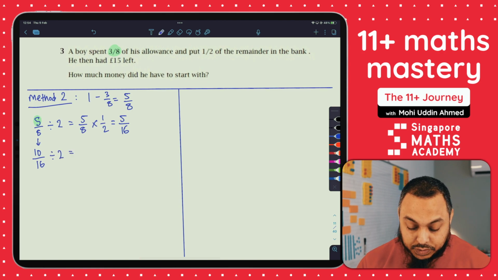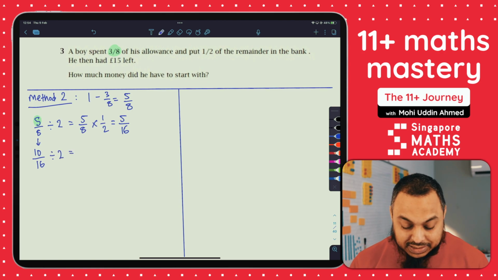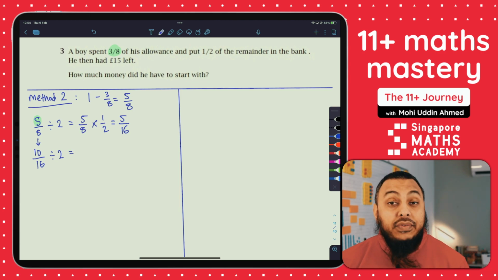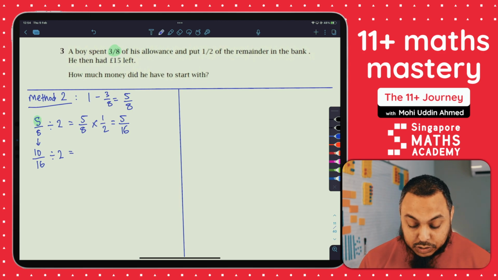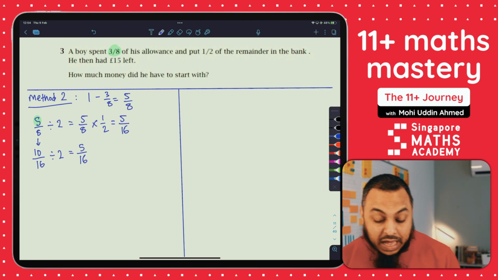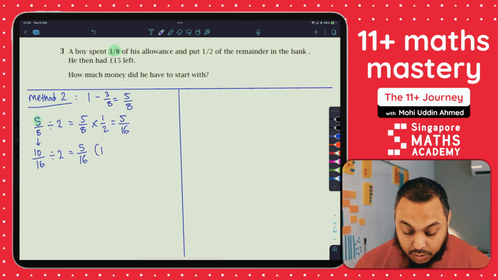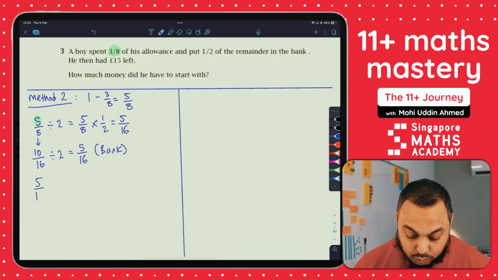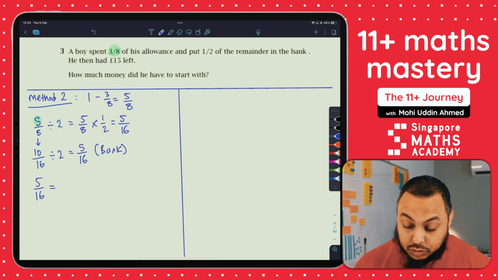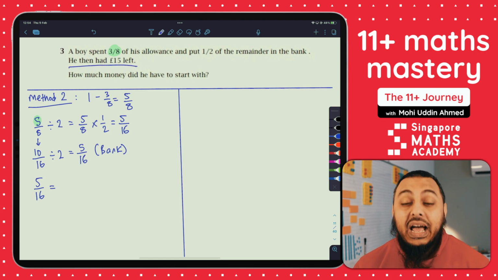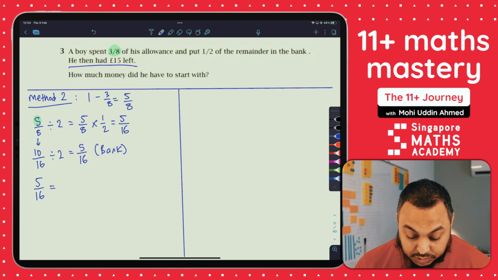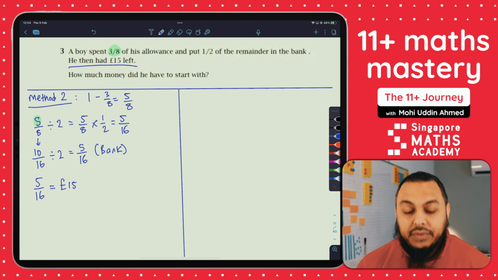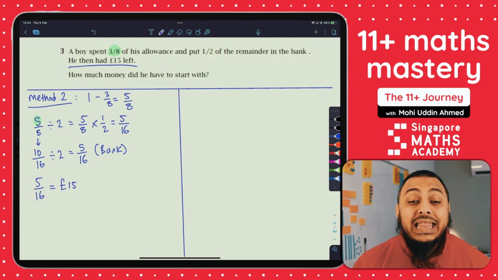10/16 divided by 2 is much simpler, right? 10 cars divided by 2 is 5 cars. 10/16 divided by 2 is 5/16. So now I can see that 5/16 went to the bank, and 5/16 also is equal to the part that's left. He then had £15 left. So 5/16 is equal to £15, and therefore the rest of this is what?